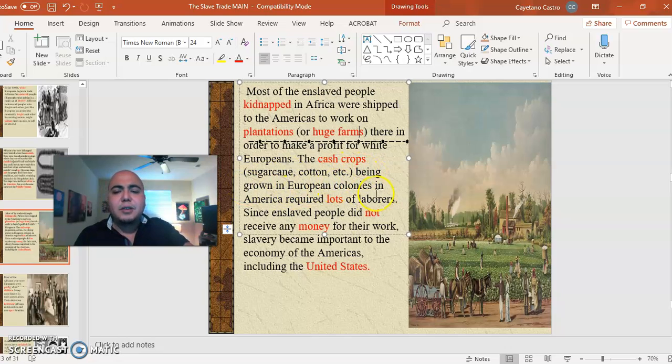Being grown in European colonies in America required lots of laborers. Since enslaved people did not receive any money for their work, slavery became very important to the economy of the Americas, including the United States. Okay, this is a little drawing made by an artist who depicts what a plantation would look like. This is acres after acres of land where they're just growing crops. And unfortunately, this is a practice that was heavily done in the early years of the United States.